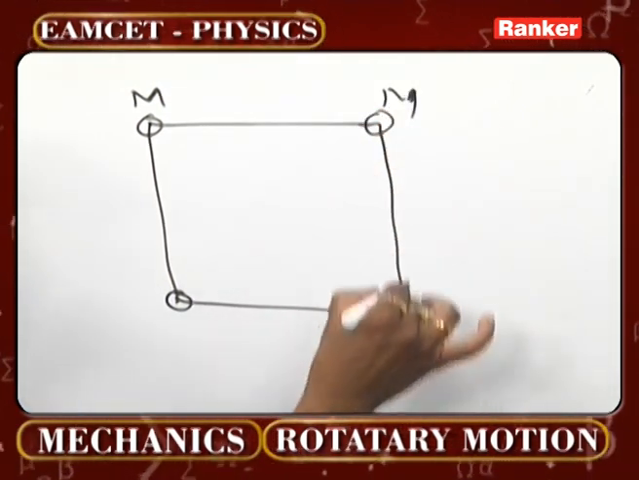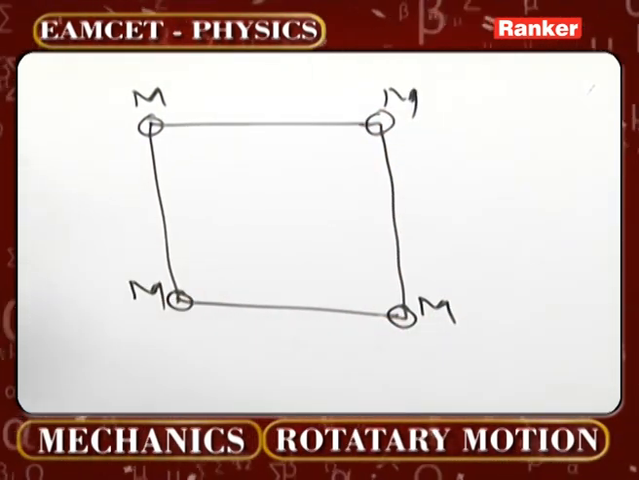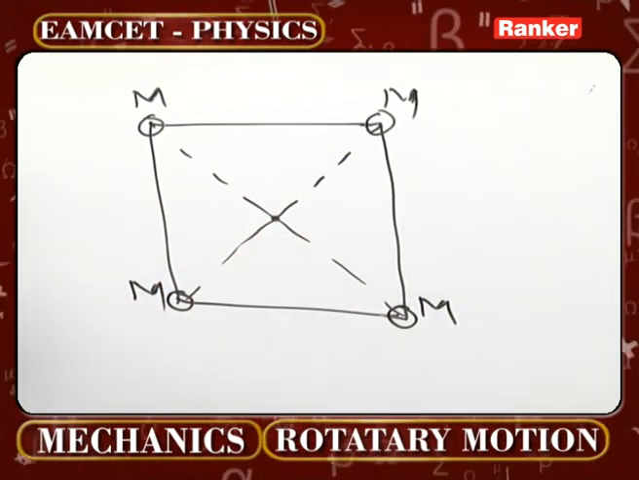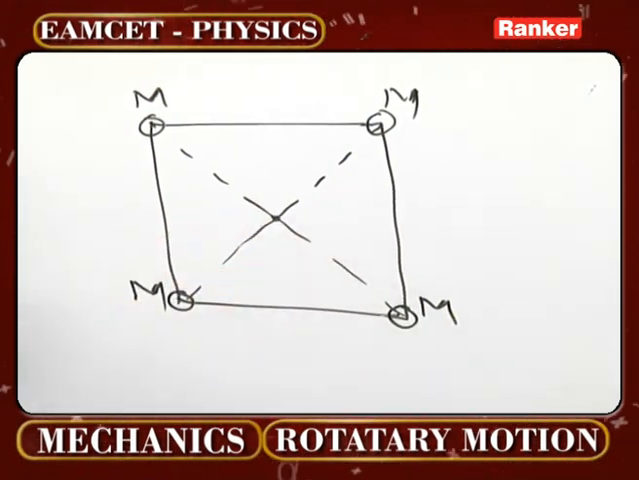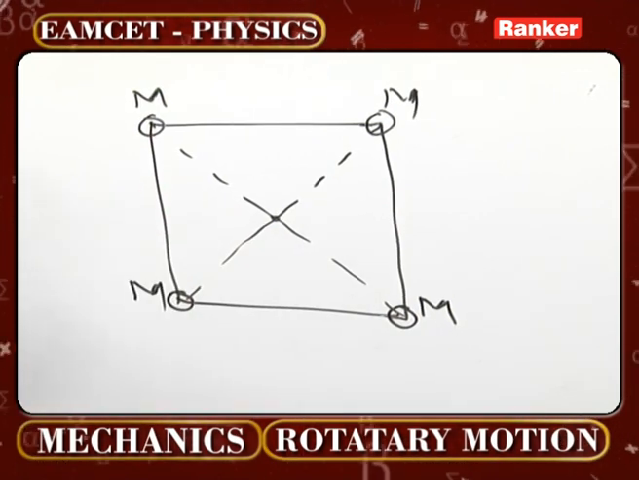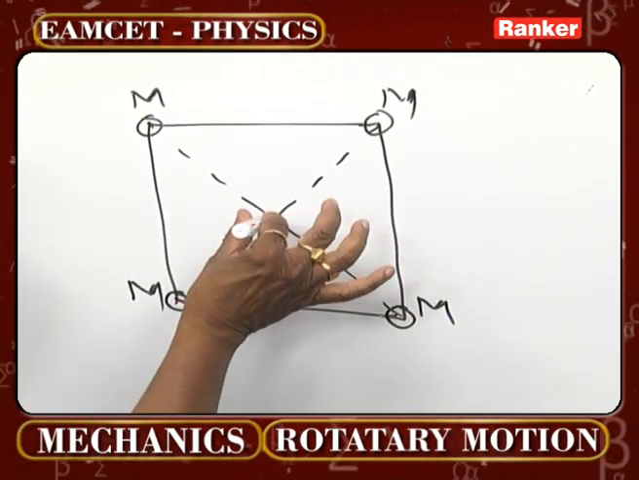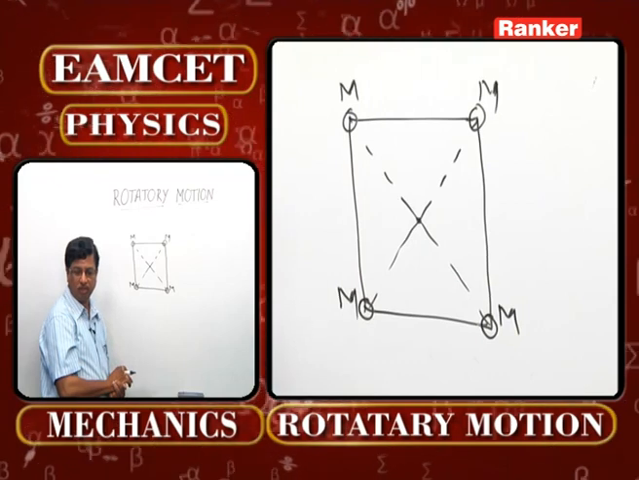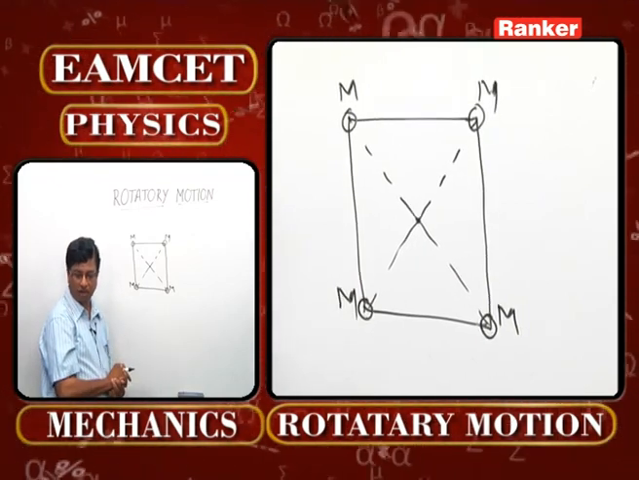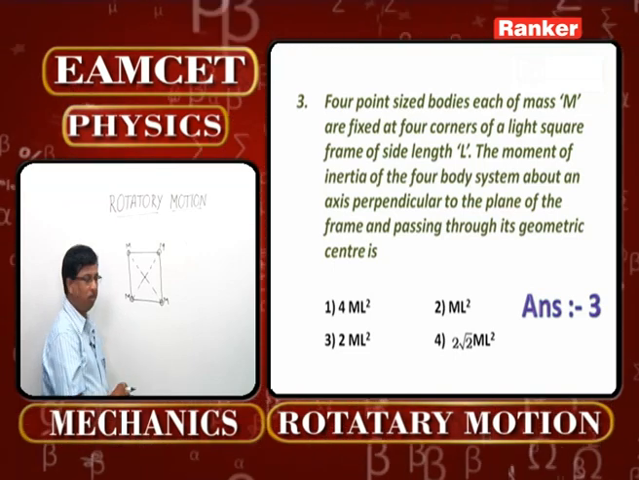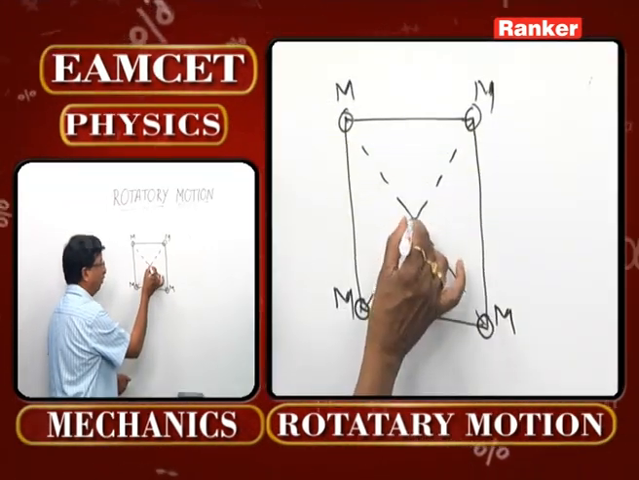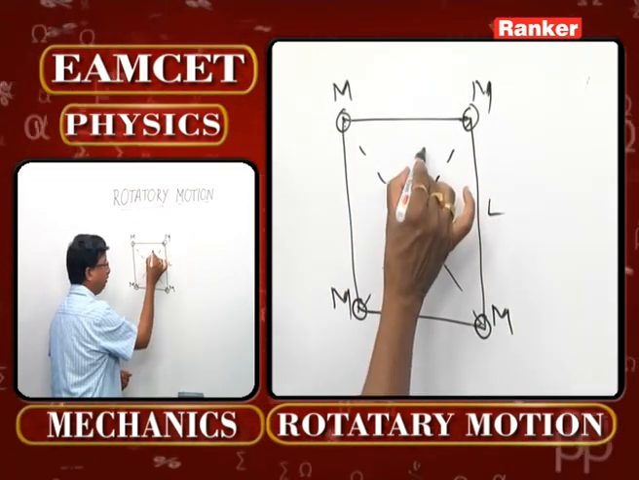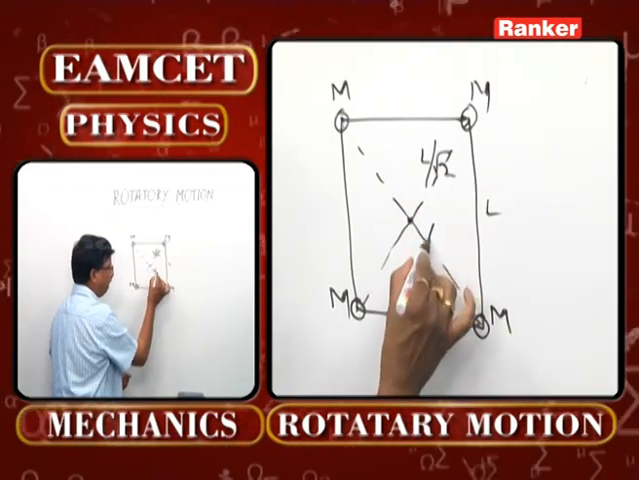So 4 masses, each of capital M, are placed like this. And you can understand like this, the point of intersection of the diagonals becomes the geometric center of that frame as such. Now our axis of rotation is perpendicular to this plane passing through the geometric center. That is what is very clearly given. Axis perpendicular to the plane of the frame and passing through its geometric center. That is the concept. So along this one, there are 4 bodies. What is the side length given? It is L. Then each distance from the center will be L by root 2.